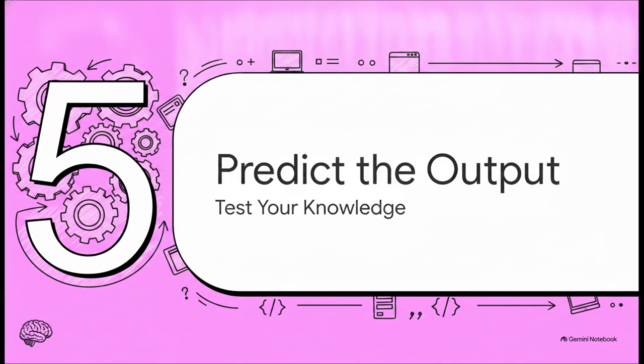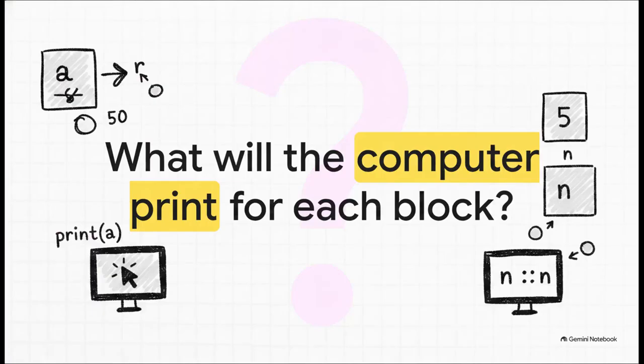Section 5. Predict the output. It's time to put all this new knowledge to the test. I want you to take a moment and really look at these two blocks of code. On the left, we create a variable a, make a reference r that points to a, change r to 50, and then we print a. On the right, we have a global n equal to 5, a local n equal to 9, and then we print n followed by ::n. What do you think the computer is actually going to print out for each of these? Pause the explainer right now if you need a few seconds to figure it out.